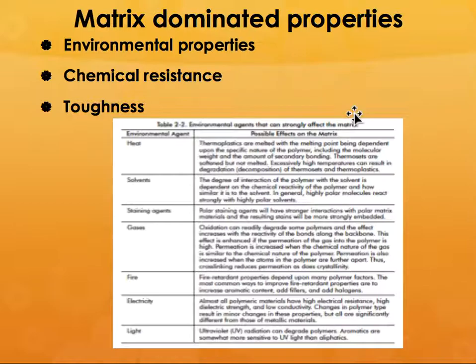So why do we choose the matrix? I mean, what is the need for choosing a specific matrix? These are based on matrix dominated properties. So those are, first of all, environmental properties, then you have chemical resistance, and finally you have toughness. I'm sorry, this one you cannot really see it. I hope you can see that by looking at the slides and increasing the magnification of these slides.